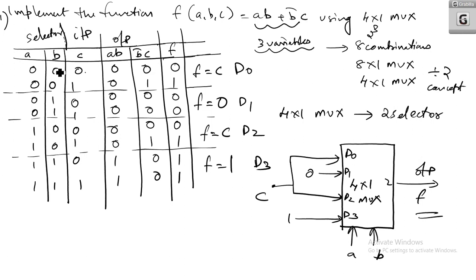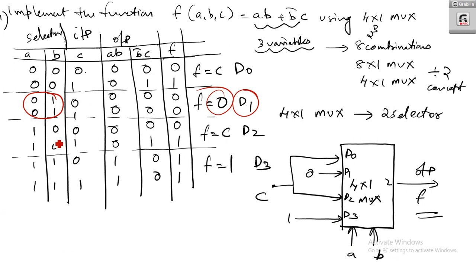Now, furthermore, if A is equal to 0 and B is equal to 1, what do you get? You will get D1. That means F will always be 0, whatever the value of C, you will get the output as 0.